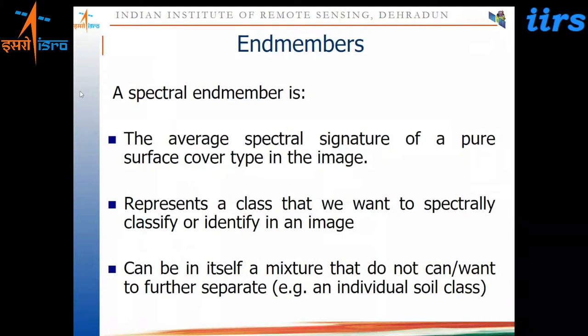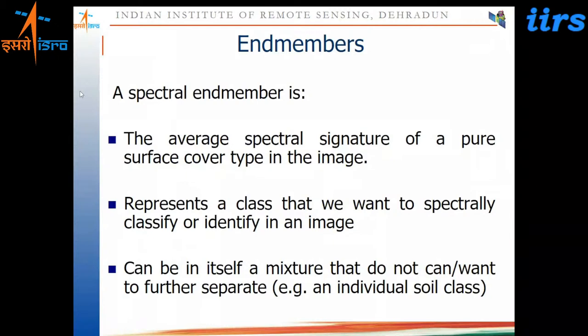We define end members according to their spectral characteristics, because whenever we are dealing with hyperspectral data, we are dealing with the spectral characteristics of the data. So we are trying to extract the spectral end member, and that spectral end member is the average spectral signature of the pure surface cover type in the image. Any surface or class that you want to extract is known as the end member for that particular image. There may be n number of end members present in that area, and you can get that n number of classes and classify them.